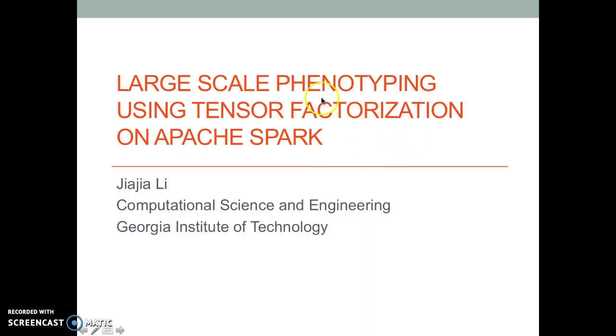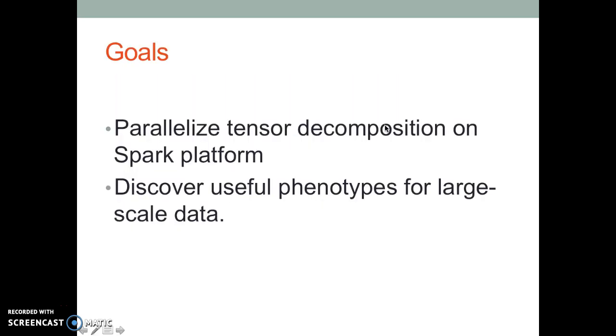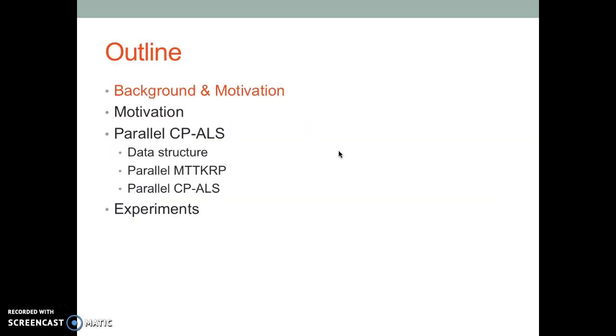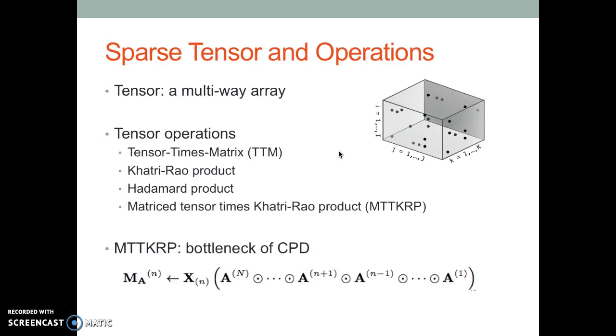My work is about large-scale phenotyping using tensor factorization on Apache Spark. The goals are twofold. One is to parallelize tensor decomposition on the Spark platform, and then to discover useful phenotypes for large-scale tensors. So the background: what is a tensor?